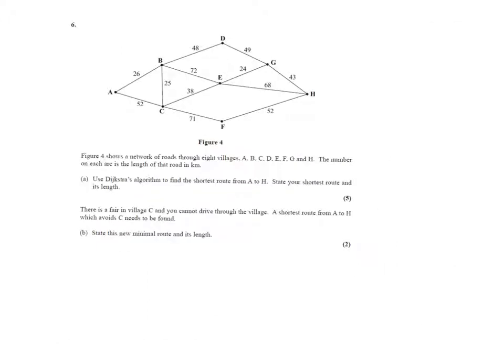Now in part B it says there's a fair in village C and you cannot drive through the village. A shortest route from A to H which avoids C needs to be found. So you need to refer back to the other diagram. Working backwards, H is where we end up. It was G before that, it was E before that. But then referring back to the other diagram, you can see that we can't go through C, so we have to go through B and then through A.